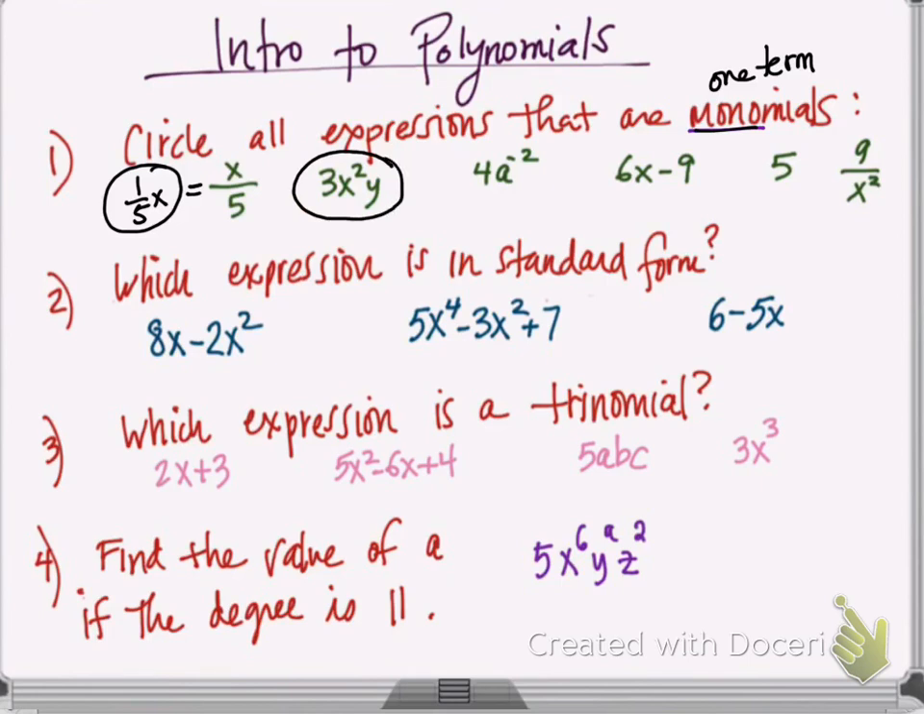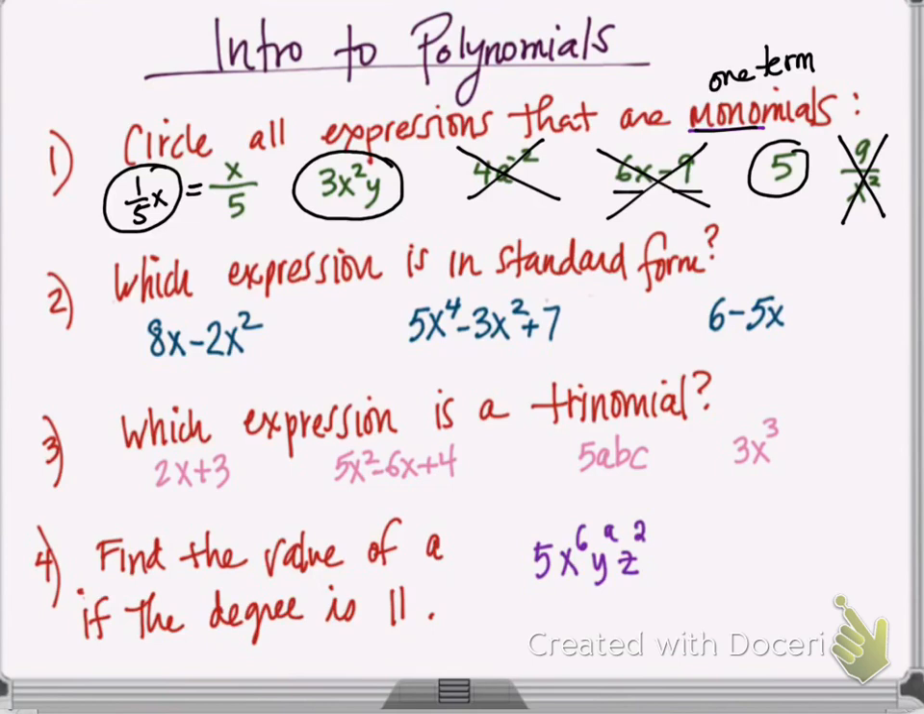The next expression has a negative exponent, so negative exponents are not polynomials. The next expression has two terms because it's separated by a minus sign, so that would be a binomial, not a monomial. The next term is just a constant, 5, and that is one single term, a monomial. And lastly, you cannot divide by a variable for it to be a polynomial, so we could cross that one out. Number two, which expression is in standard form?